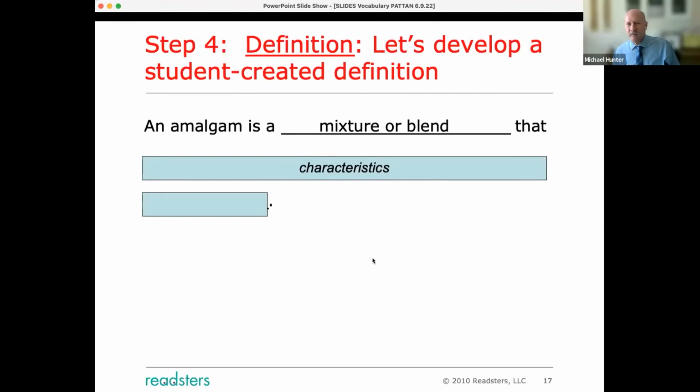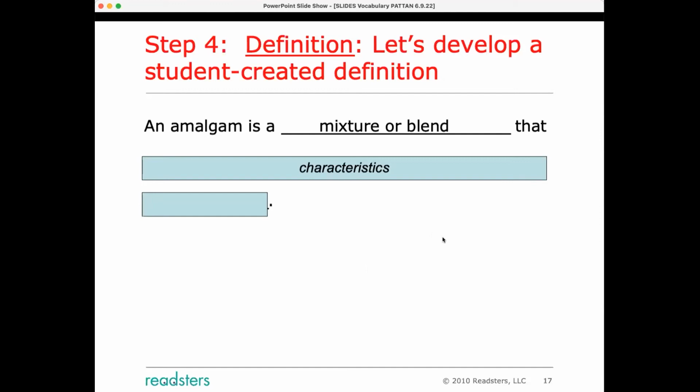Would anybody like to volunteer? And if you want to type into the chat, guys, that's great too. I'll try to scan there. Maybe connects, that combines or connects different. Okay, I see somebody wrote in the chat, it's going fast, that helps things work together, glues, that combines different things into a unity. Ooh, that's a good one.